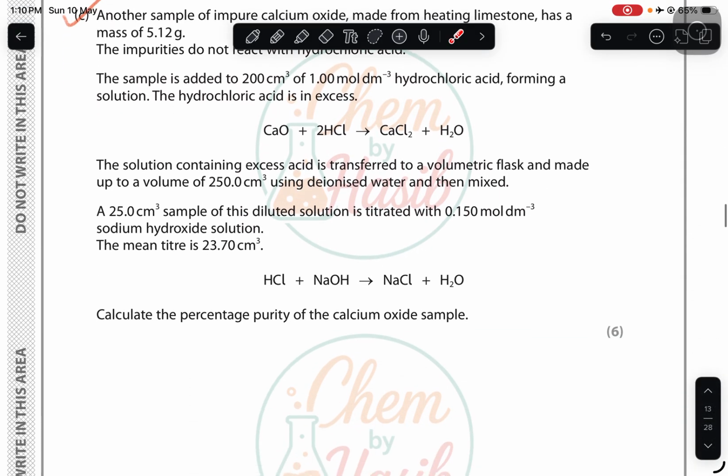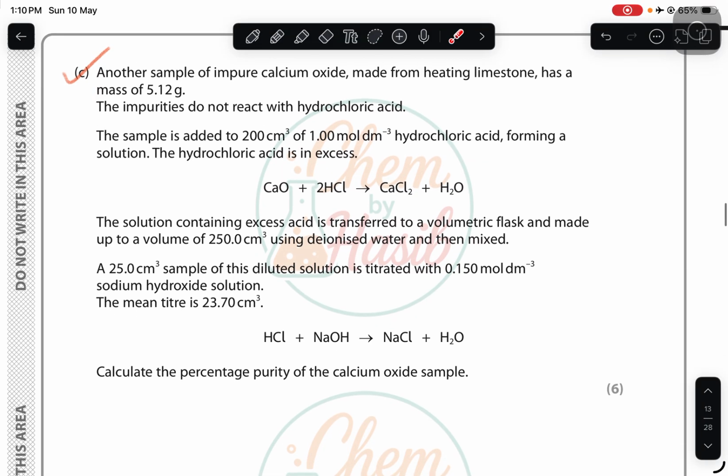One question is this: another sample of impure calcium oxide made from heating limestone has a mass of 5.12 grams. Impurities do not react with hydrochloric acid. So you have impure calcium oxide that has a mass of 5.12. This is the mass of calcium oxide along with impurities.